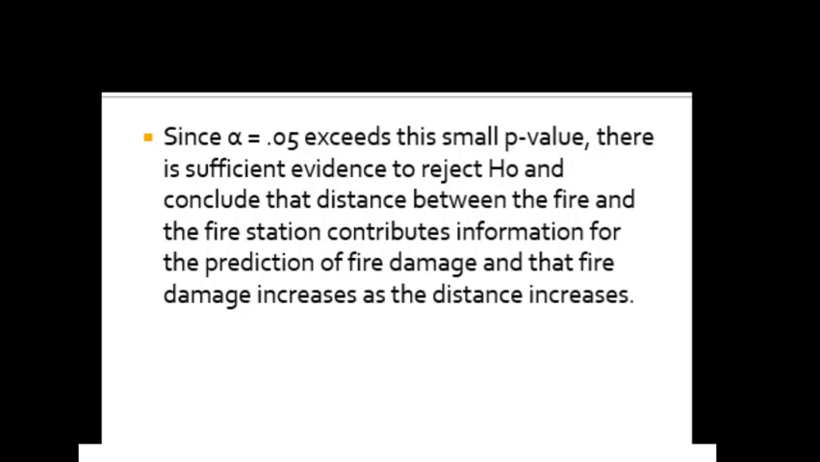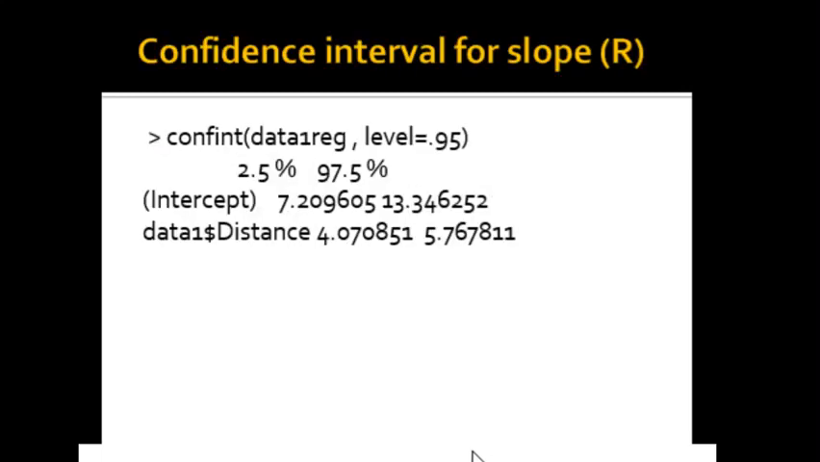What that means is that there is sufficient evidence to reject H0 and conclude that the distance between the fire and the fire station contributes to the information about the prediction of fire damage. So basically, a linear model is appropriate in this case.